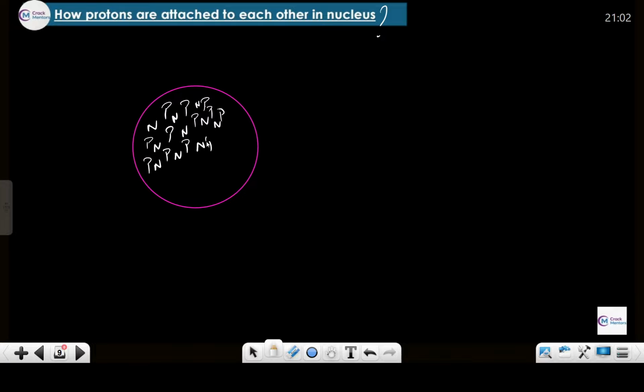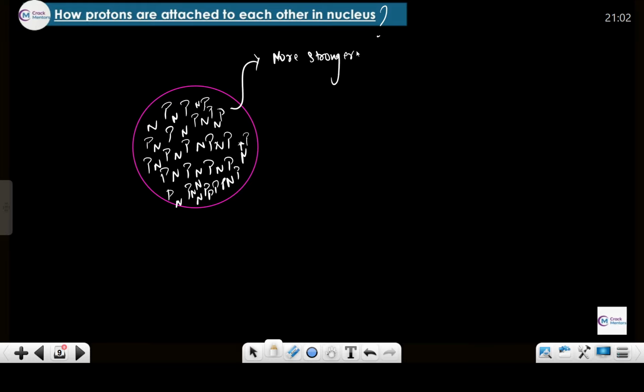So basically, they are repelling each other, there is no doubt in it. It is not that they are not following Coulomb's law. They are following Coulomb's law, but they are having a much stronger force, which is called nuclear force. There is a stronger force present right there, and that is called nuclear force.